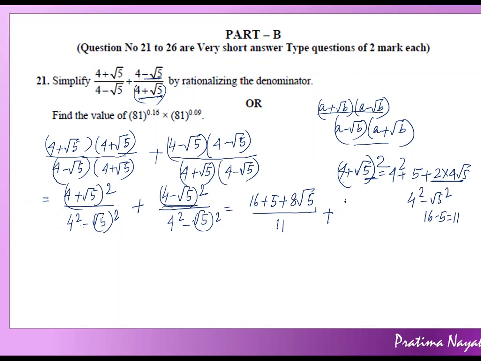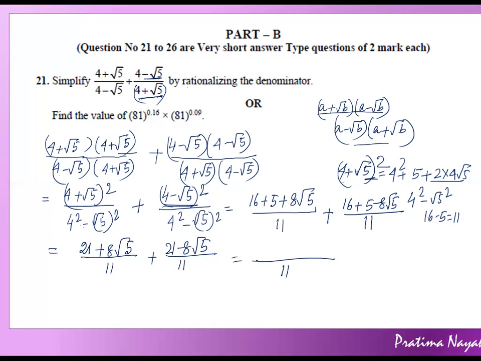So how much will this be? 16 plus 5 minus 8 root 5 upon again 11. If we simplify this, 16 plus 5 is 21, so 21 plus 8 root 5 upon 11 plus 21 minus 8 root 5 by 11. Both have the same denominator. So it will be 11, then 21 plus 8 root 5 plus 21 minus 8 root 5. These two will be cancelled. That will be 42 by 11. So this is the answer of this question.